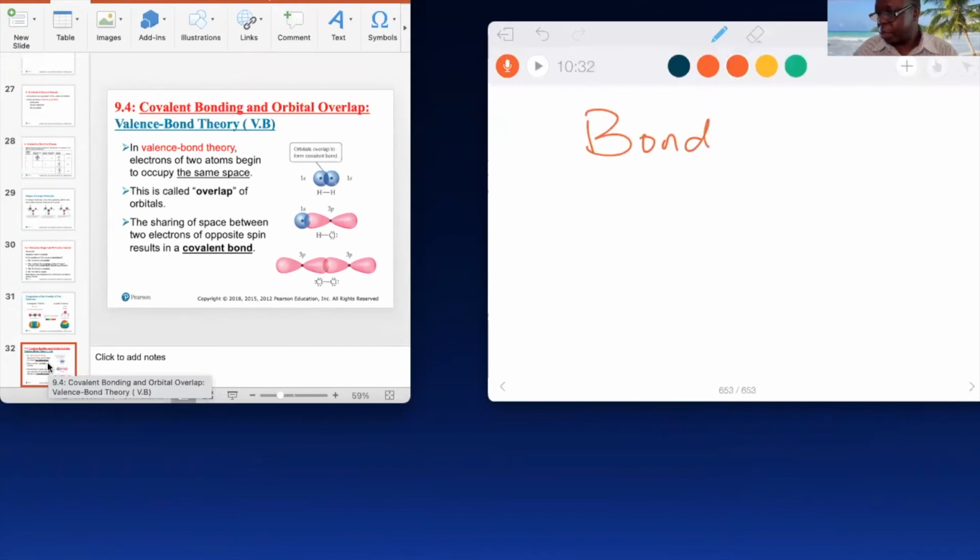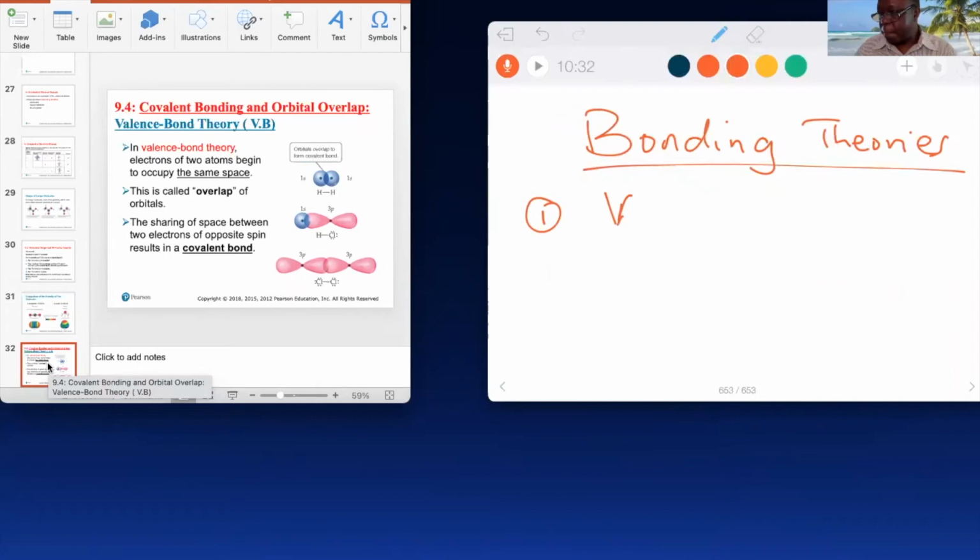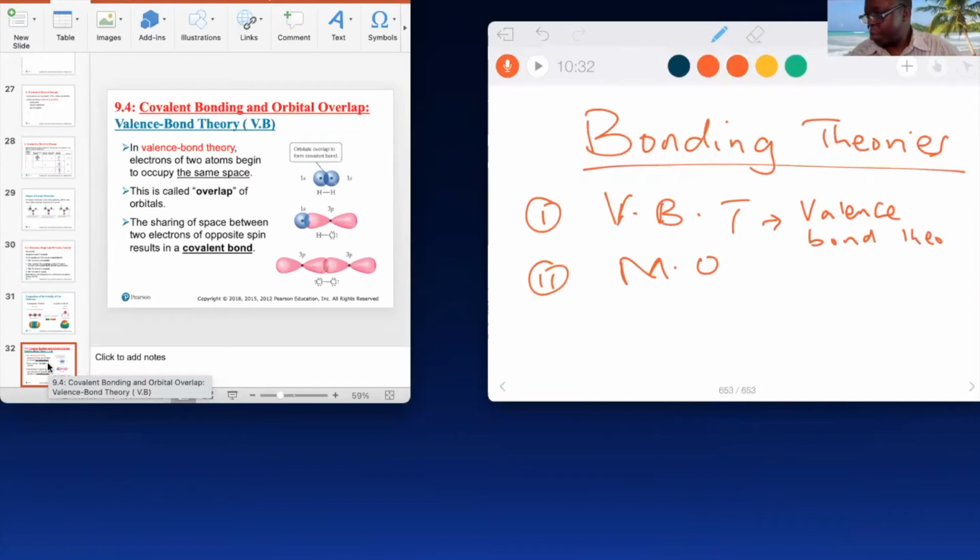Bonding theories. And you know what a theory is, right? To explain the reality. There is the valence bond theory, VBT, that you see on the screen, and there is the molecular orbital theory. Valence bond theory explains how the bond is formed, and in this case, we are focusing on the covalent bond.